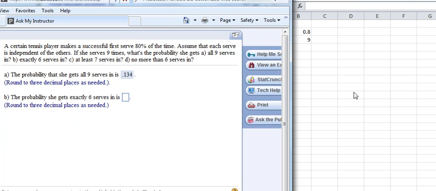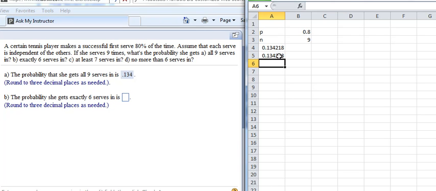Now it says find the probability she gets exactly 6 serves in. I'm just going to go up and modify this binomial distribution command. Now the number of successes is going to be 6. We're still going to have 9 trials. The probability of success is 0.8, and we don't want to accumulate here. We're just looking at exactly that moment, so we leave that cumulative at 0. So then we get 0.176.